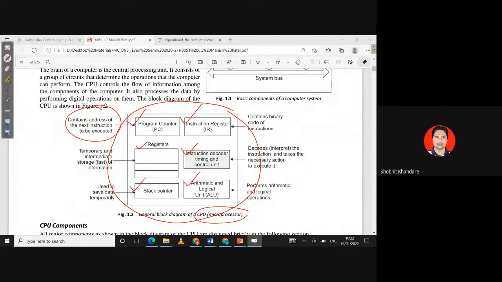Yes, sir. हाँ, ये हो गया प्रोग्राम काउंटर के बारे में. अब रह गया है इंस्ट्रक्शन रजिस्टर. एवरी टर्म इज इंपॉर्टेंट, यू कैनॉट इंटरचेंज द टर्म, यू कैनॉट रिप्लेस द टर्म. प्रोग्राम काउंटर तो प्रोग्राम काउंटर, पीसी. Instruction register बोले तो instruction register, that is IR. Okay. Now what is the function of instruction register? It contains binary code of instruction.